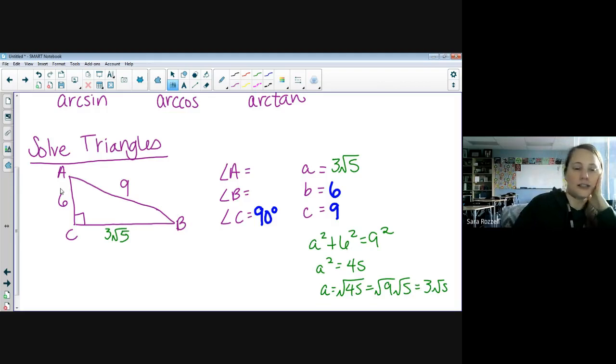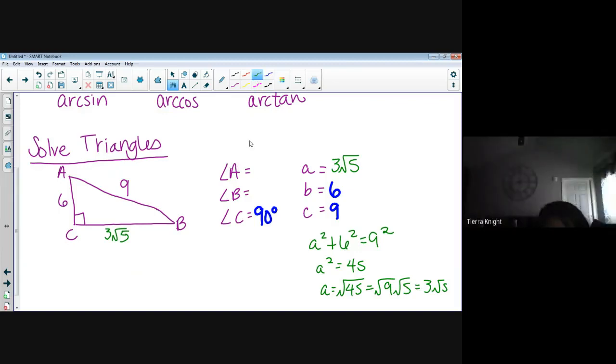Okay. All right, so now we have to figure out what our other two angles are, and we don't have like one we can subtract from 180 or anything. So what I'm going to do is I'm going to pick one to start with. Do you want to do A or B first? B. B, let's do B.